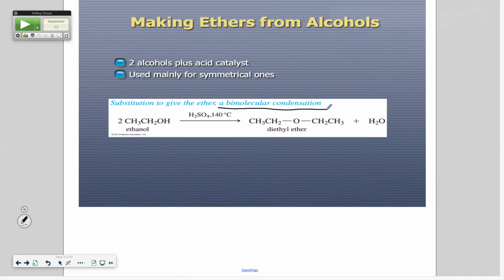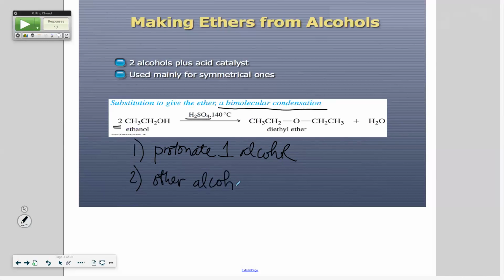Okay, so first, protonate one alcohol. When you do this, you notice it's 2 up there. You don't have the same amount of equivalents of sulfuric acid. Usually you have less of it. You don't even have a full equivalent. Protonate one alcohol. The other alcohol adds and displaces the water.